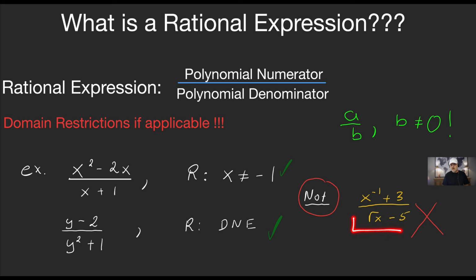And this is a non-example of a rational expression. You have x to the power of -1 plus 3, which is not a polynomial because the degree is negative, right? And then the denominator has the square root of x minus 5, which doesn't follow the definition of a polynomial because the exponent is 1 over 2.